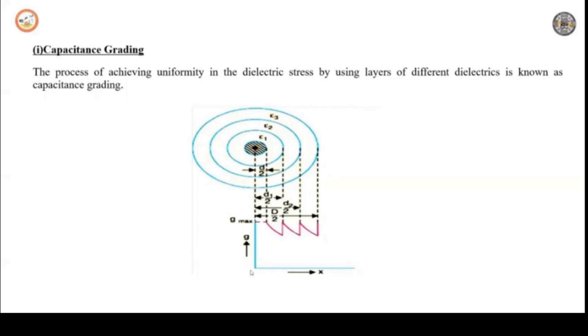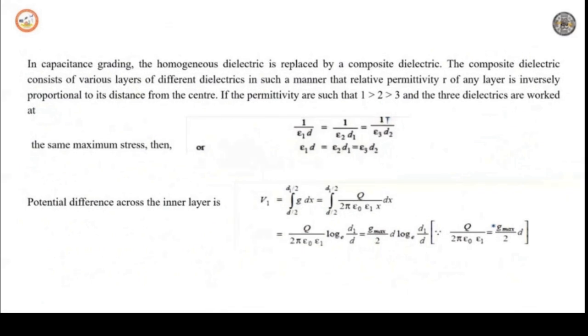The stress at a point which is at a distance x is inversely proportional to the distance x, which is given by Gx equals q by 2 pi epsilon x. Like that, the stress at any point in the inner dielectric can be found. Similarly, the dielectric stress in the outer dielectric is found, and the total voltage will be expressed, and with that total voltage, C is equal to Q by V. You are substituting Q value there, V value there. So the stress is maximum at the surface of the conductor. So G1 max you find.